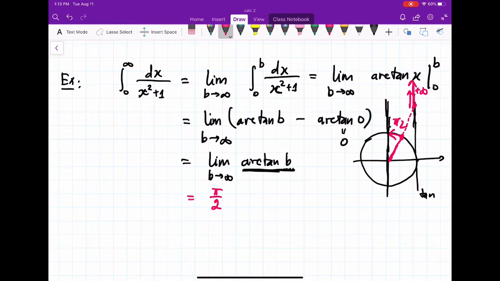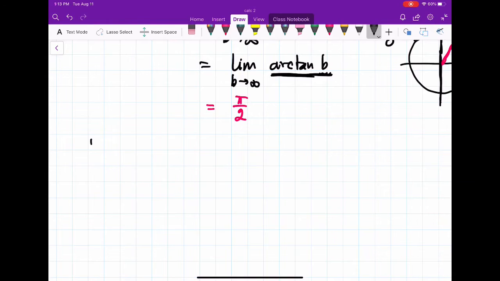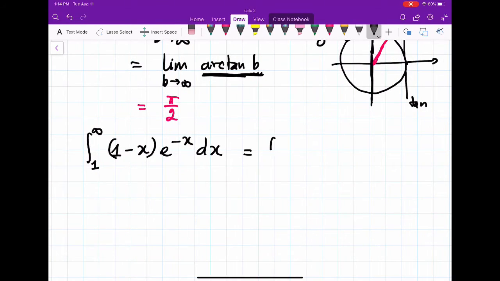Let's consider another one which is more complicated. Let's evaluate the integral from 1 to infinity of (1 minus x) e to negative x dx. Interesting. So you might break this function into two functions, right? The integral from 1 to infinity of e to negative x dx, and then minus the integral from 1 to infinity of x e to negative x dx.